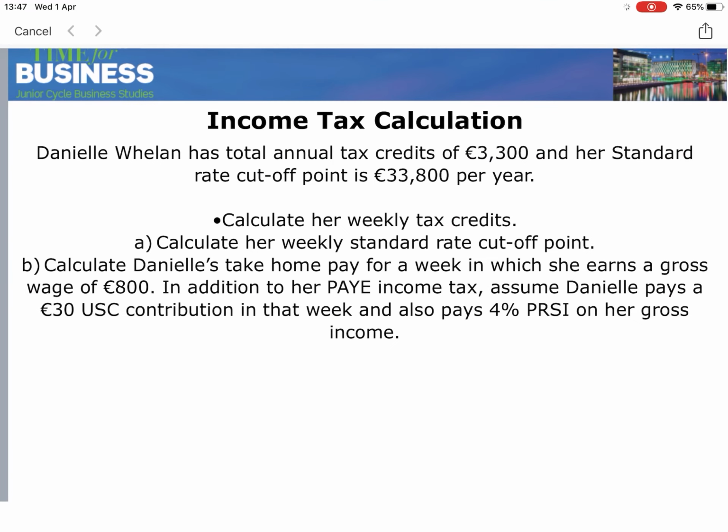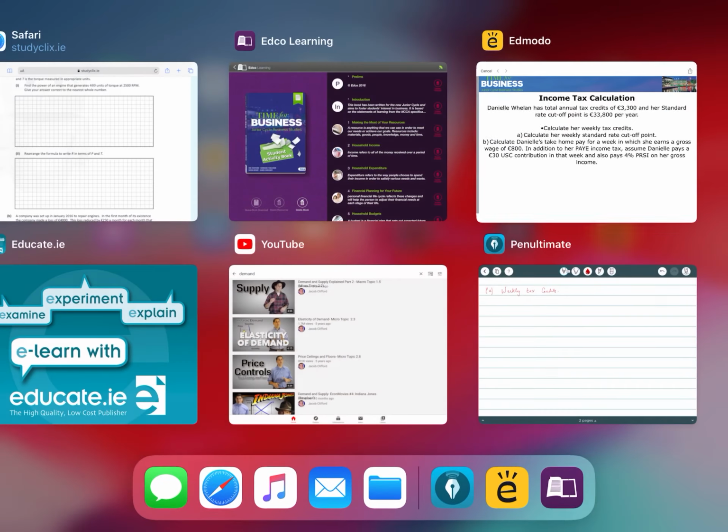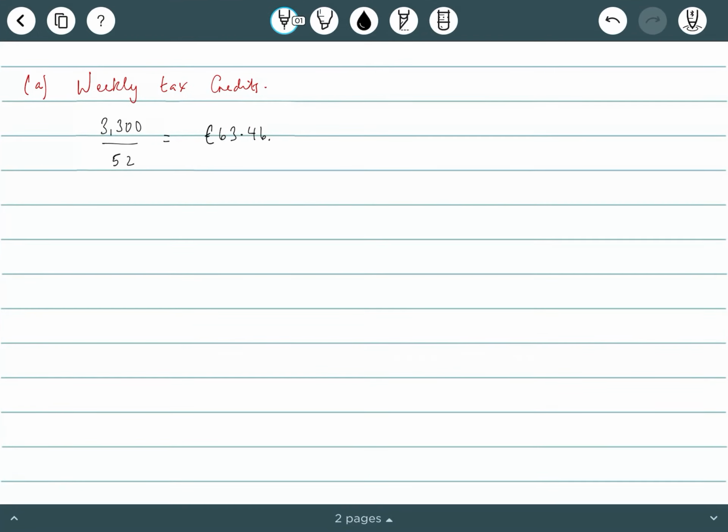All right. The next one, it says calculate her weekly standard rate cutoff point. Again, no big deal. So her weekly standard rate cutoff point.